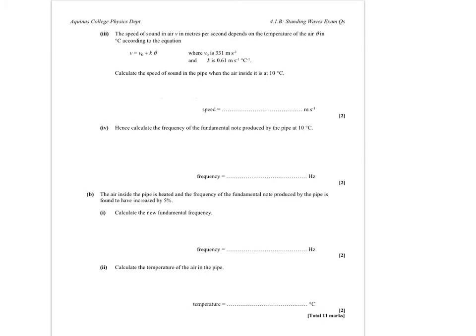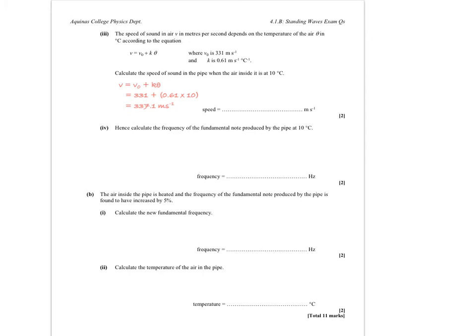For every degree C hotter than freezing, the wave speed increases by 0.61 meters per second. And we're asked to work out the speed of the sound in the pipe when it's 10 degrees C ambient temperature. So we've got our equation, V equals V0 plus K theta. So 331 plus 0.61 times 10 gives us an answer of 337.1 meters per second.